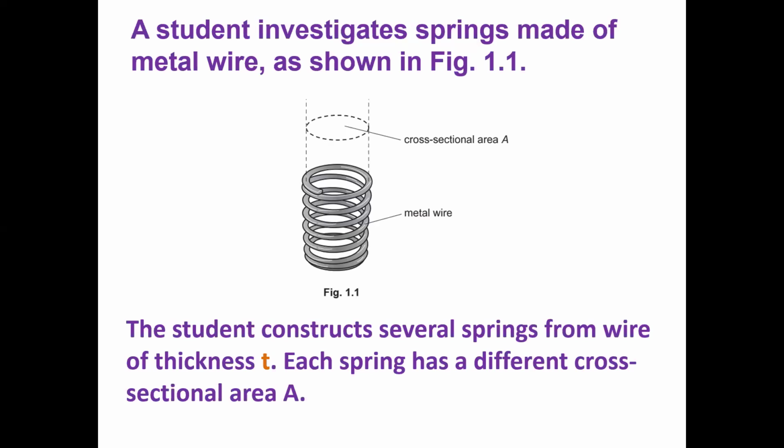In paper 5, everyone should always read the question 2-3 times before starting any approach, because the reading is the main thing. If you approach the question in a wrong way, then it will be a very big loss, because a wrong approach is not given any credit. So he has a spring. The cross-sectional area is shown. The thickness of the wire is T.